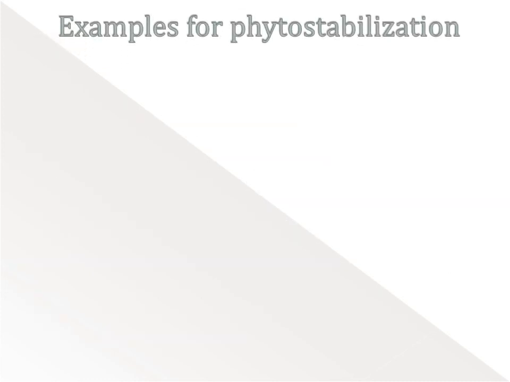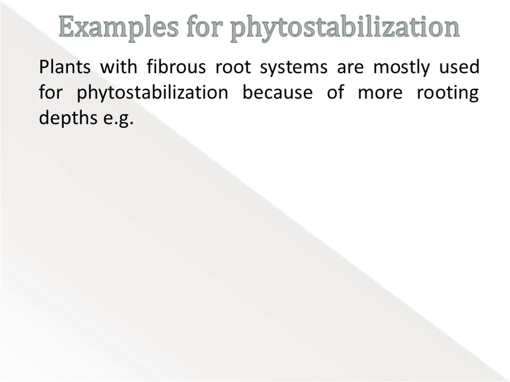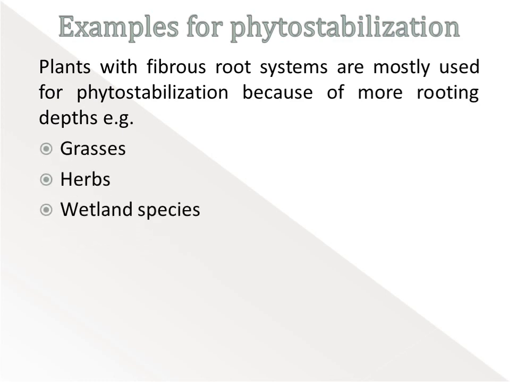Examples of phytostabilization. The plants which are used for carrying out phytostabilization must possess dense roots. Therefore, plants which have fibrous root systems are mostly used for the phytostabilization process. Examples of such plants are grasses, herbs, and mostly wetland species. These are mostly used because they bind the soil present around their roots and thus stabilize the contaminated soil in place.